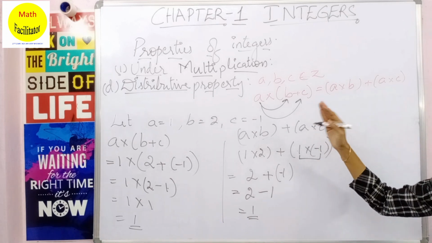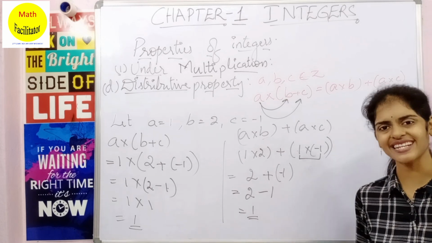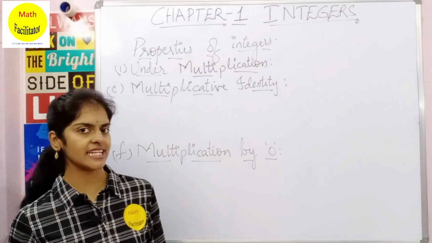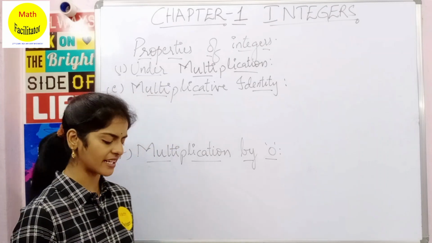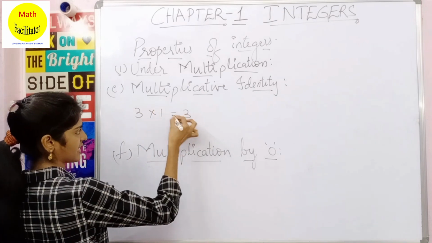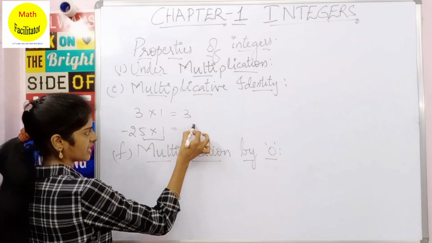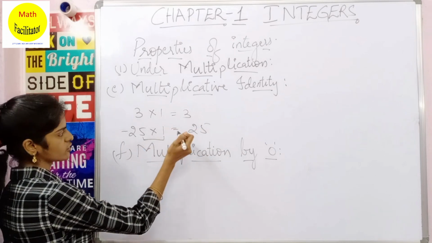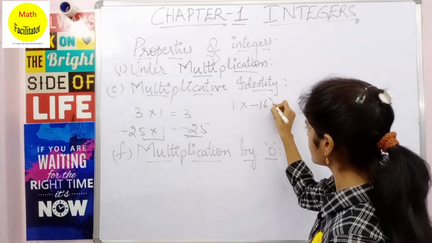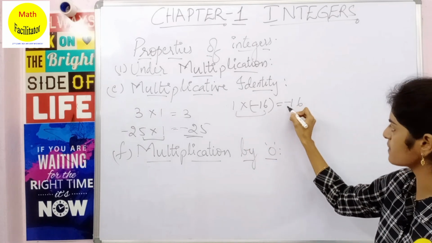That means the distributive property holds good for integers, and this property helps you in solving problems, finding the solutions very easily. Now when we were discussing the properties under addition, we spoke about additive identity, and now let us speak about multiplicative identity. Let me give you some examples. What is 3 into 1? 3 ones are 3. Now what is minus 25 into 1? 25 into 1 is 25, and this is minus into plus, so it is minus 25. Clear? Now what is 1 into minus 16? 1 into 16 is 16, and you have a plus into minus, so it is minus 16.